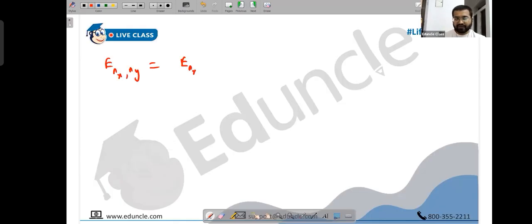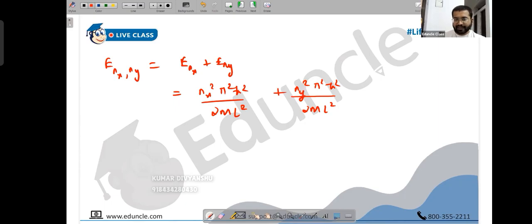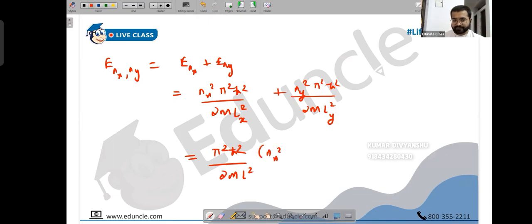Then we learned the energy of nx, ny, which is basically the scalar addition of the energy of nx plus the energy of ny. We found that this was equal to nx square pi square h bar square upon 2 m Lx square, and similarly ny square pi square h bar square upon 2 m Ly square. Here you should have Lx, here you should have Ly. But again, for a 2D square box where Lx and Ly are equal, your answer is pi square h bar square upon 2 m L square, taking L common, with nx square plus ny square left. And I had told you, remember, that nx and ny are quantum numbers.